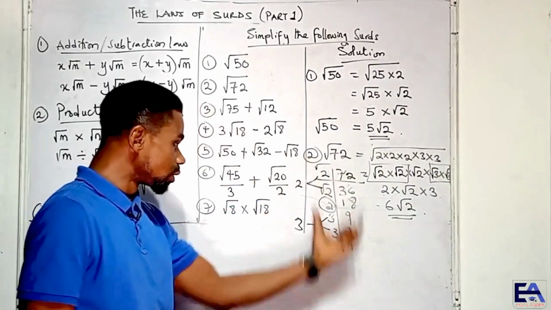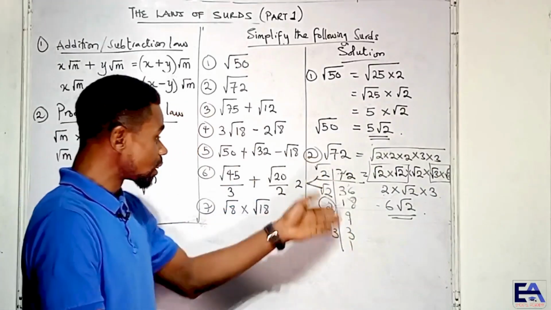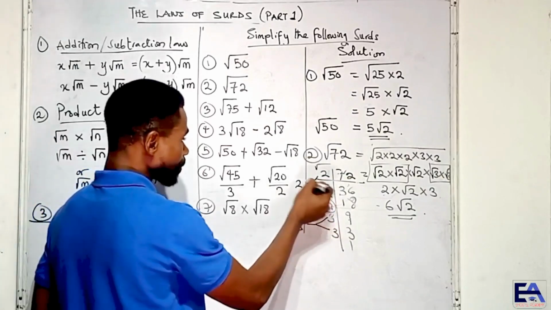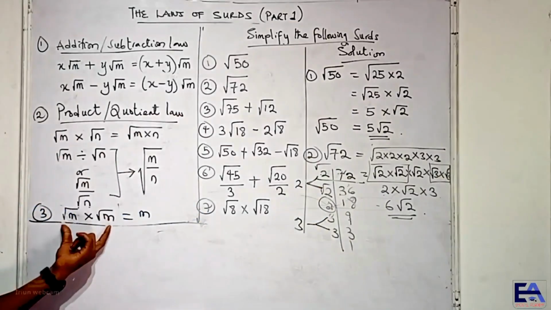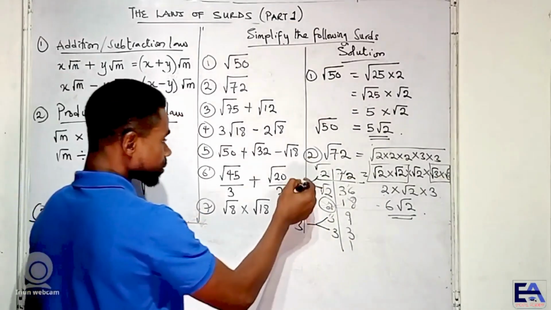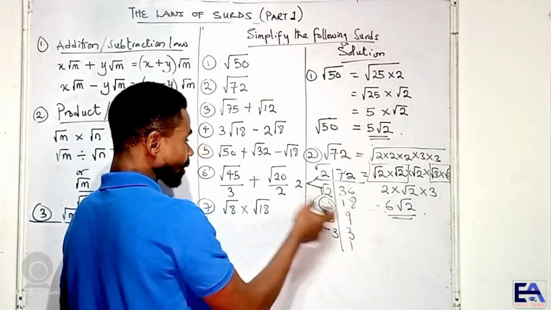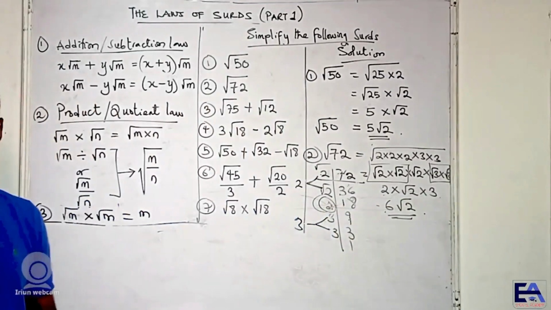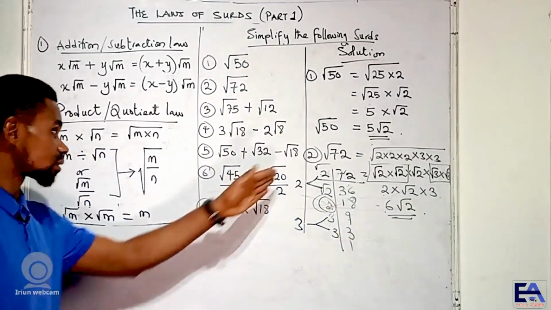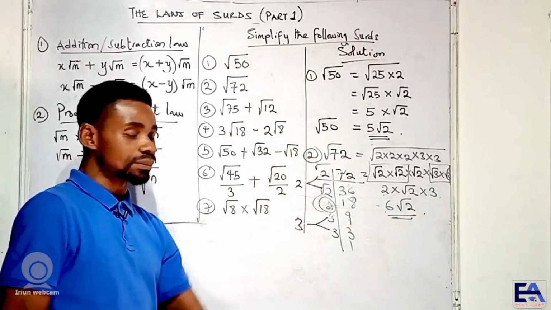The moment you do this rough work in one corner of your script, then pair these guys. 2, 2 gives you a single 2, 3, 3 gives you a single 3, just based on this law. Then 2 times 3 will give you 6. This one that does not have a mate, you just write it out as there is 2, and then you are good to go. You see that? So the answer to root 72 is simply 6 root 2.